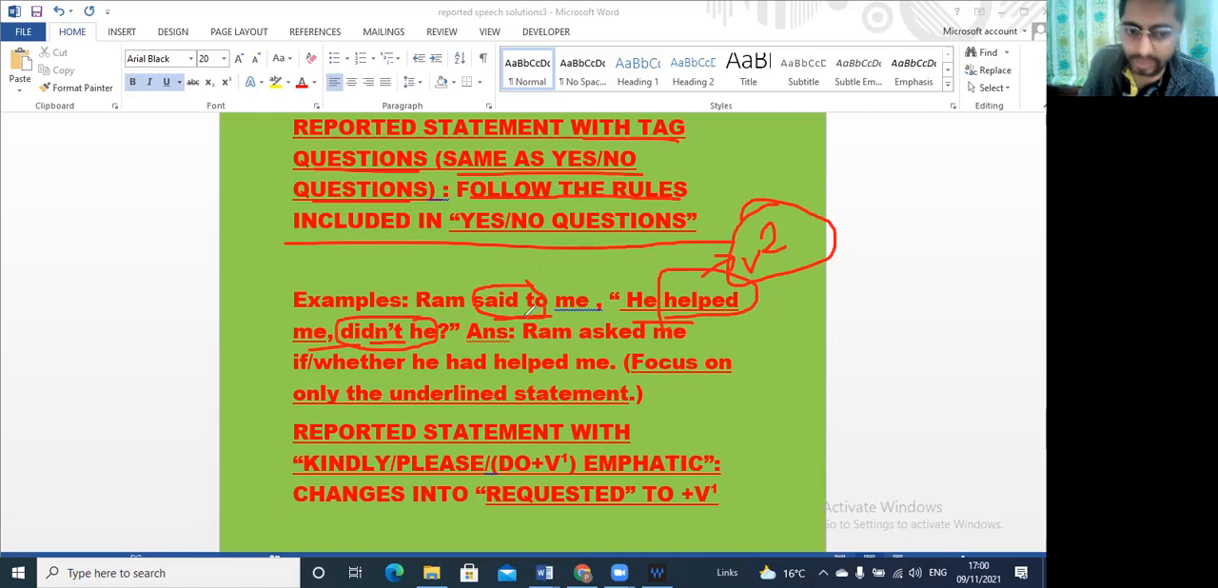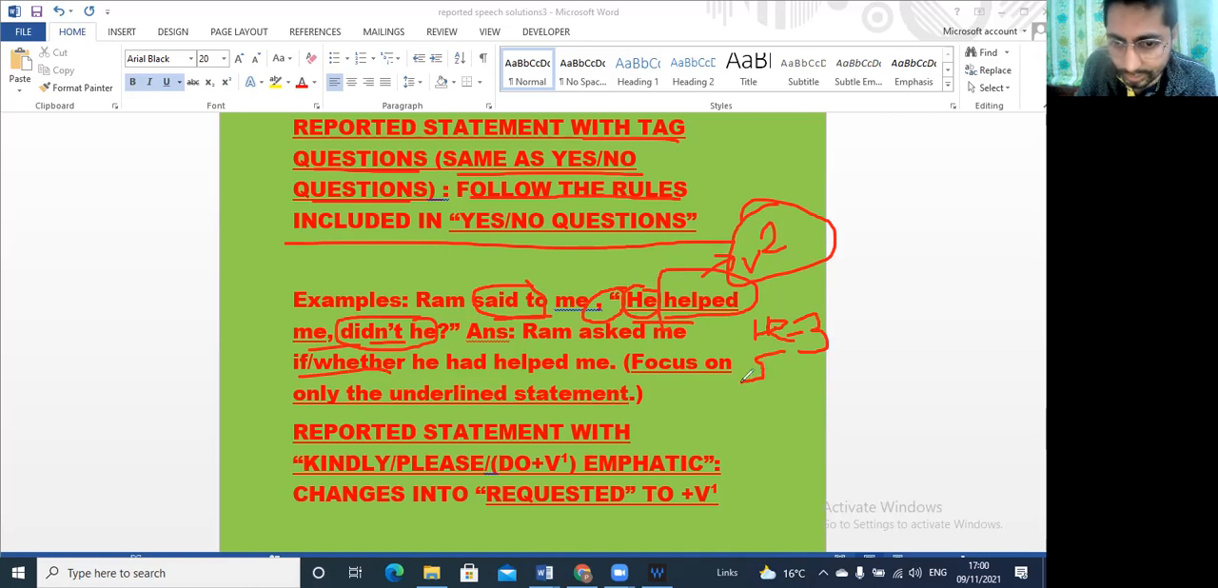Ram asked me. For yes no question, comma and inverted comma is replaced by if or whether. Ram asked me if or whether. Now let's do the work of changing person. How to change person. Now let's talk about the person in reported statement: he. Which person is he? He refers to which person?